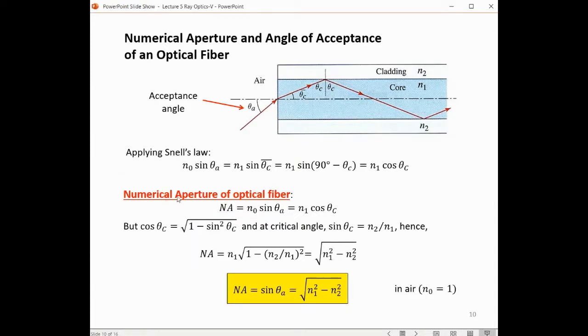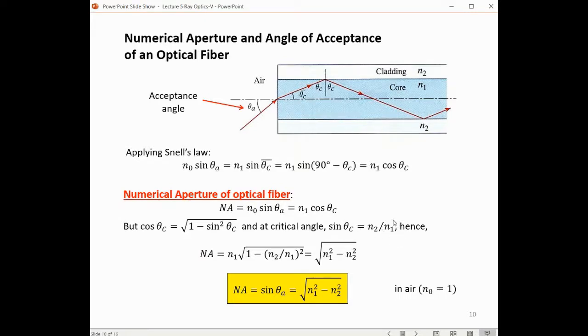And the numerical aperture of an optical fiber is defined as N0 sine theta A. Hence, it will be equal to N1 cos theta C. Now, cos theta C can be rewritten as root of 1 minus sine squared theta C. And at critical angle, sine theta C is given by the ratio of N2 divided by N1.